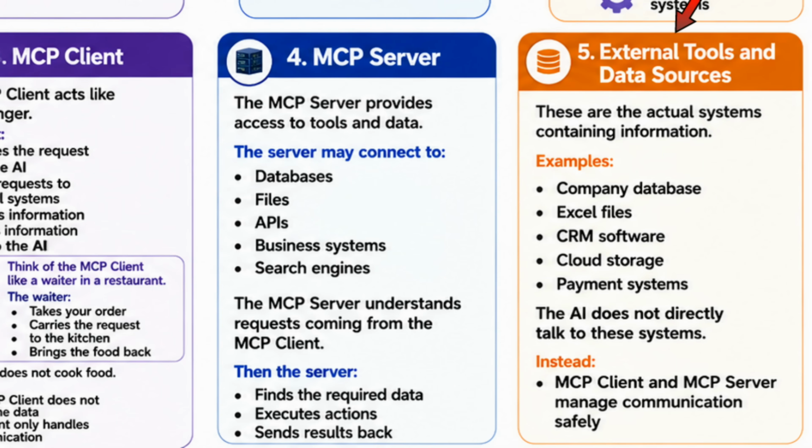Fifth one is external tools and data sources. These are actual systems containing information. Examples include company database, Excel files, CRM software, cloud storage, and payment systems. The AI does not directly talk to these systems. Instead, MCP client and MCP server manage communication safely.